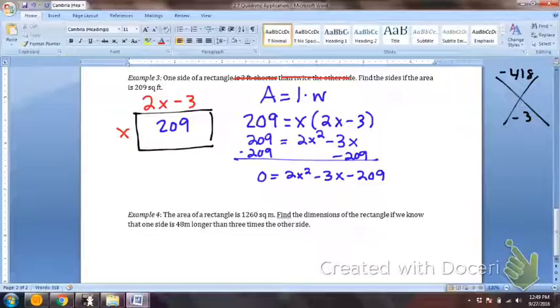What two numbers multiply to get 418 and add to get a negative 3? Raise your hand. Don't just shout it out when you think you have it. Come on. So you should be doing like 418 divided by 2, 418 divided by 3, 418 divided by 4.